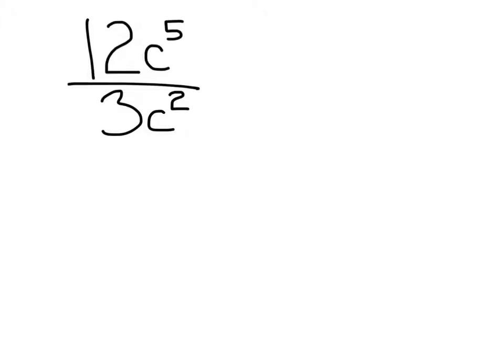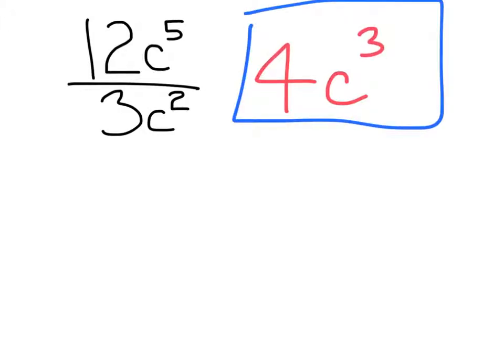So this one's a little bit different because we have two sets of coefficients. We've got 12 and we've got 3. So what we're going to need to do first is divide 12 by 3, and 12 divided by 3 is what? It's going to be 4. And it's going to be 4c to the fifth divided by c to the second. 5 minus 2 is what? It's going to be 3. So the answer to this is 4c to the third.